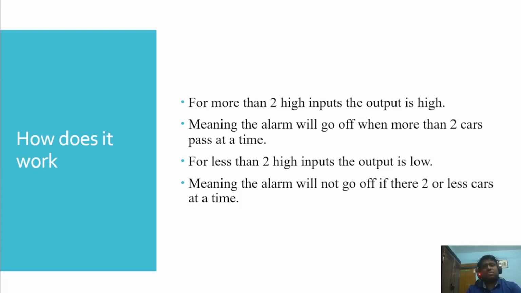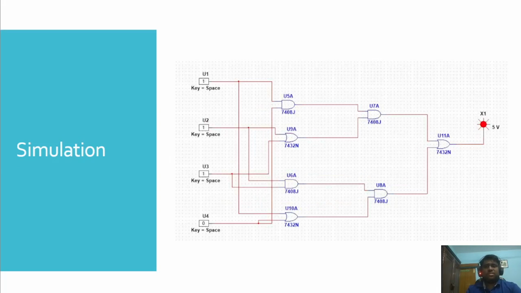Now I'm going to talk about how our system works. So this is our simulation. This simulation has been built according to the circuit diagram. This build will work like this: if there are more than 2 inputs, then the output will be high, but if there are 2 or fewer inputs, then the output will be low.